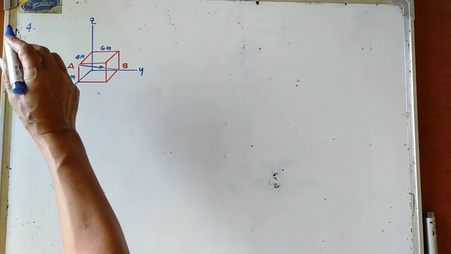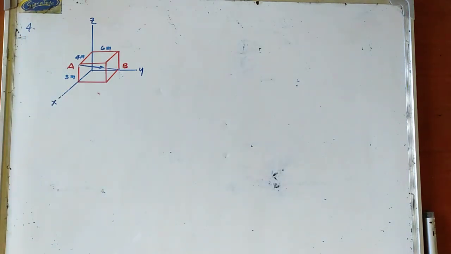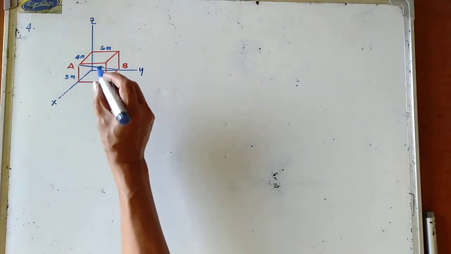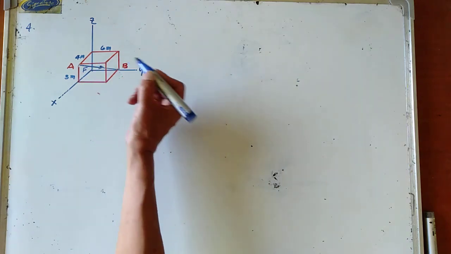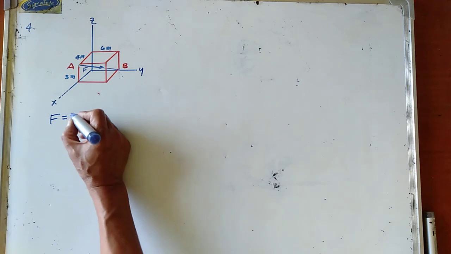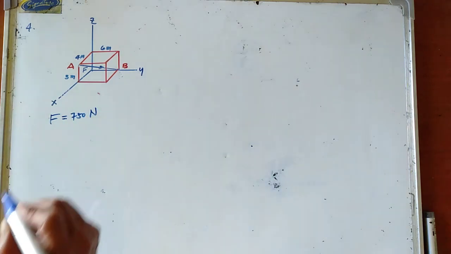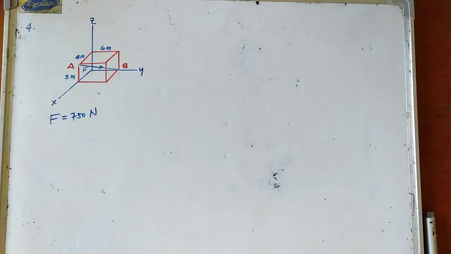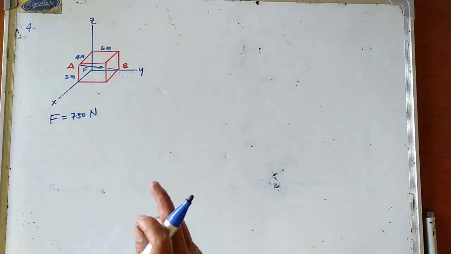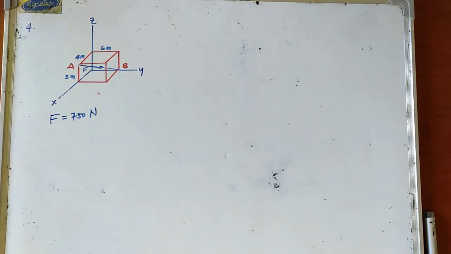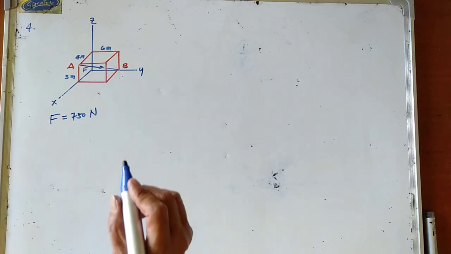Sample problem number 4. Find the rectangular representation of the force F shown, given that its magnitude is 750 newtons. This is the force F, and the magnitude of F is equal to 750 newtons. And determine the unit vector acting along its line of action.